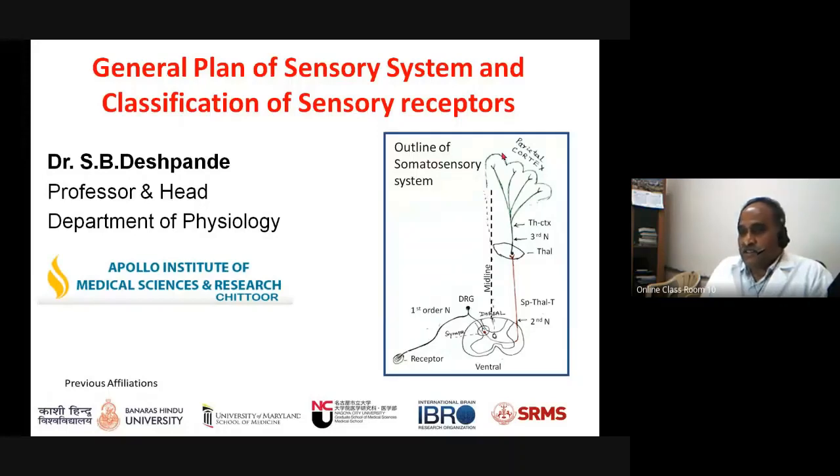In my discussion today, I will give the general outline of the organization of the sensory system and the classification of the sensory receptors. These were the two main objectives of today's topic. Here, the outline has been provided, which I will be discussing in the middle.